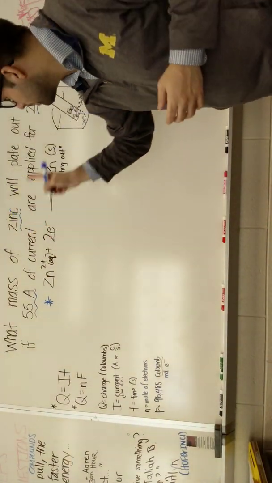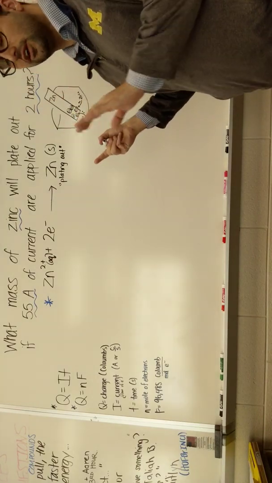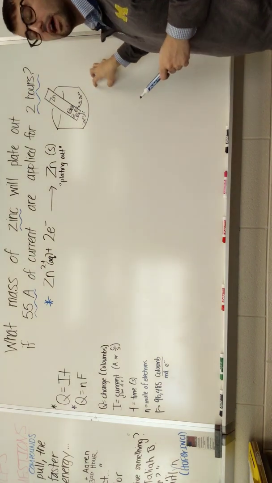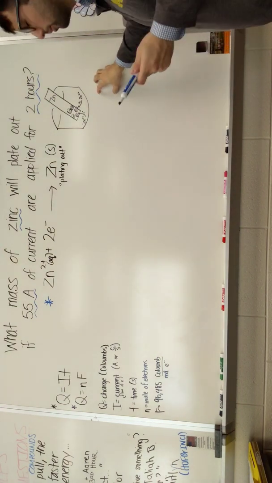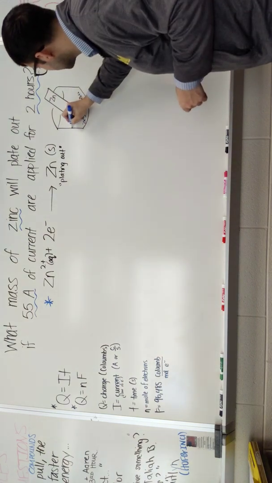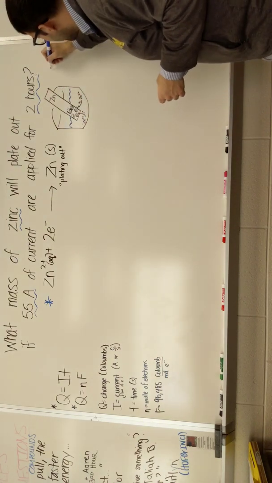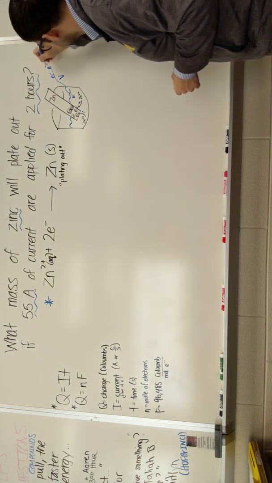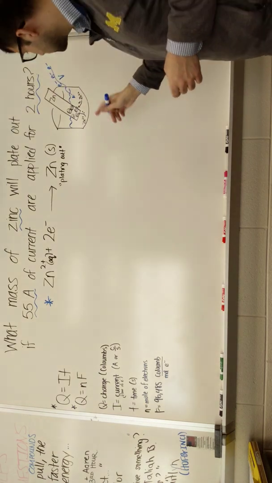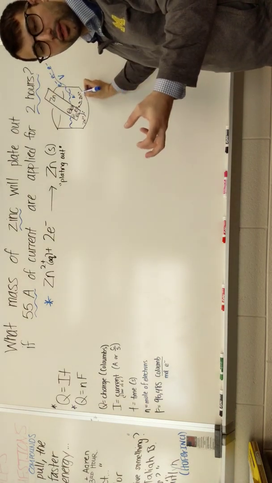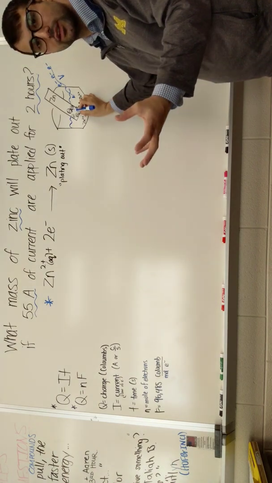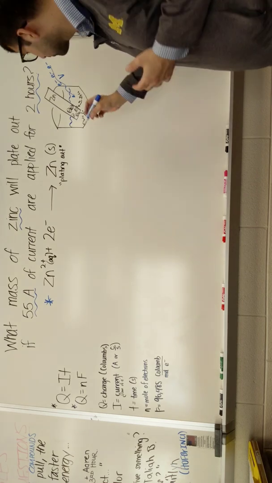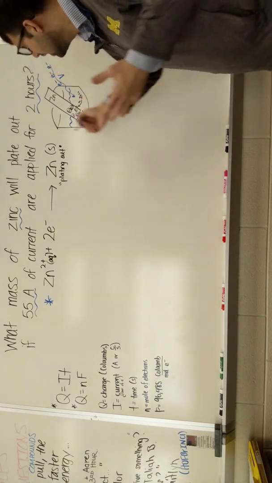So the question is, what mass of zinc will plate out if 55 amps of current are applied for 2 hours? I drew a little diagram, and I will get a video out to you about how this works. But basically, if I have a solution of zinc ions and I electrolyze it, I get some electrons, and the zinc ions pick up electrons and then plate out or become solid zinc, and they hang out on whatever electrode I'm collecting it from. Okay, so that is what electrolysis is and how that works.